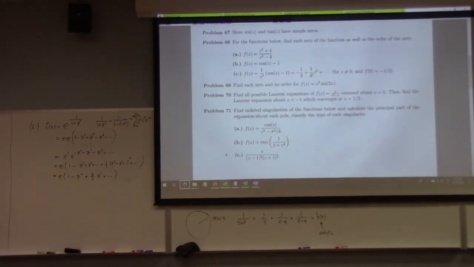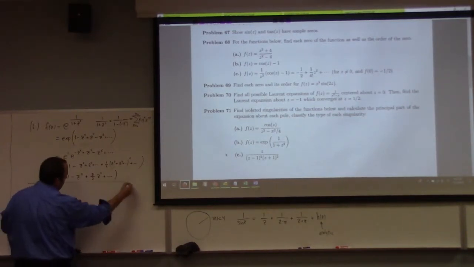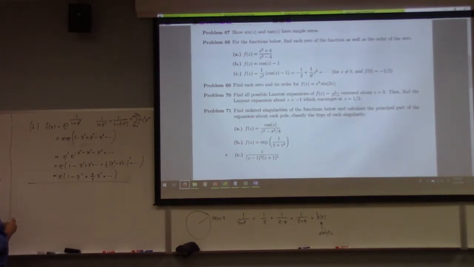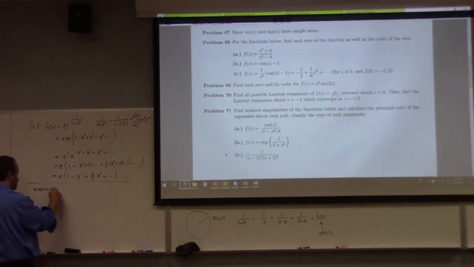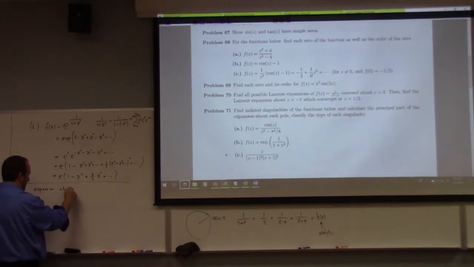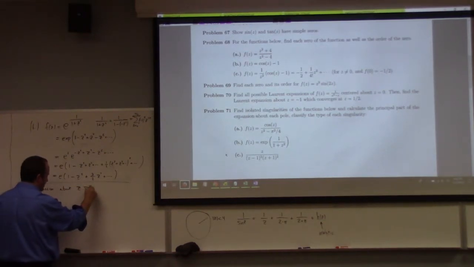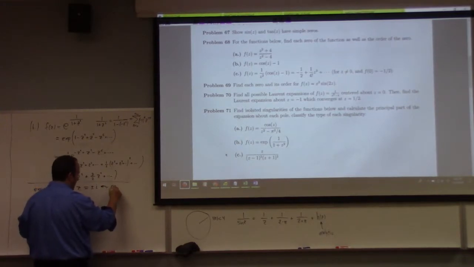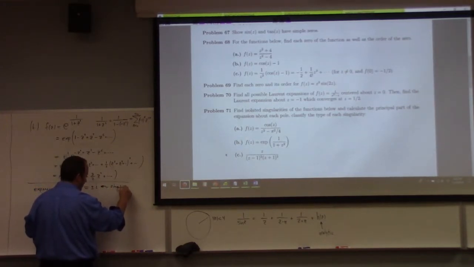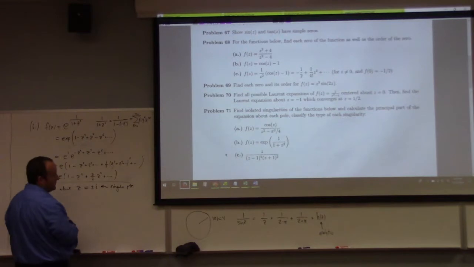If you think of an easier way to derive this, let me know. The point is, though, you're trying to find the expansion about z equals plus or minus i. Those are the singular points for this expression.